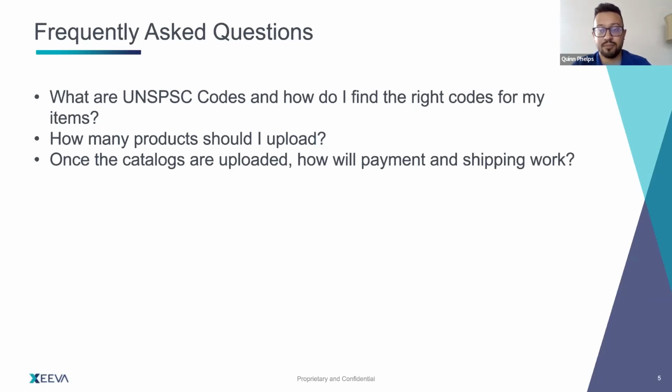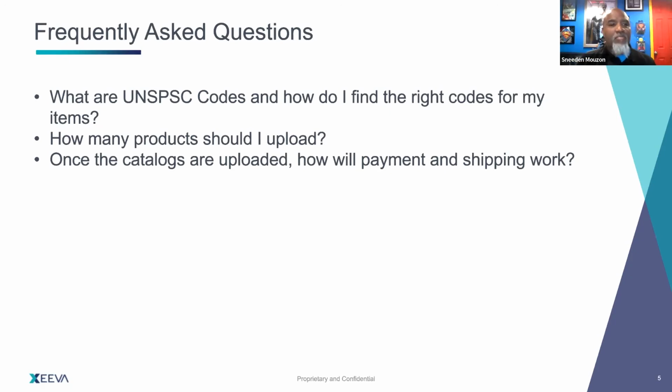take products out, add products in, add an additional catalog. So after you do the initial upload, you're not married to it. You can always upload more or take out as the process goes on for you. So it's completely up to you how many products you want to upload, up to that 1,000. And then once the catalogs are uploaded, how will payment and shipping work?